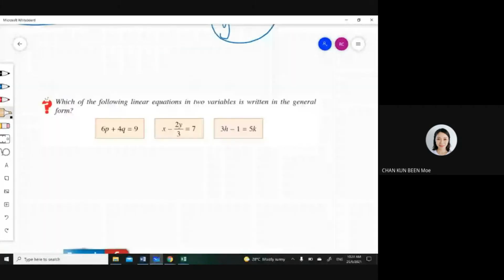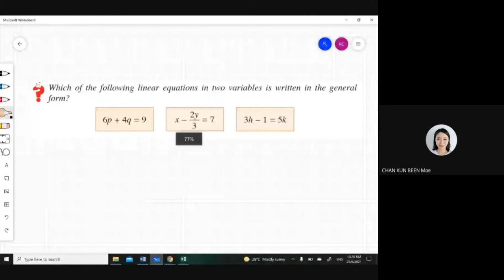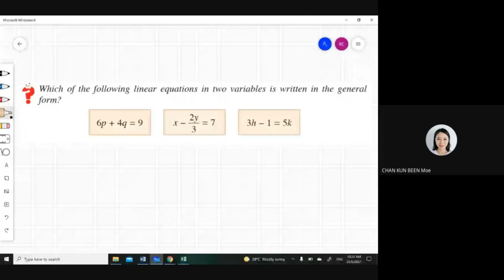Okay, now which of the following linear equations in two variables is written in the general form? Is this in the general form? This is the same question that we had earlier. Just now I already told you the answer, right? Is this in general form? Yes, correct. Because it is in the form of ax plus by equal to c. The variable can be anything, because you can see we use x, y. It can be p, q as shown in the question. Okay, what about this one? Is it in general form?